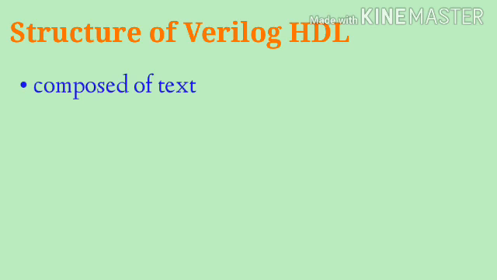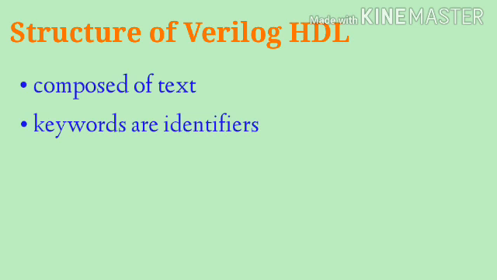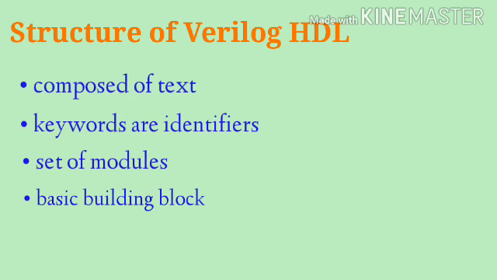A Verilog model is composed of text using keywords. Keywords are lowercase identifiers that define the language construct. A few examples are module, endmodule, input, output, wire, not, or, etc. Verilog describes a digital system as a set of modules. A module is the base building block of Verilog HDL. It is the fundamental descriptive unit in the Verilog language.